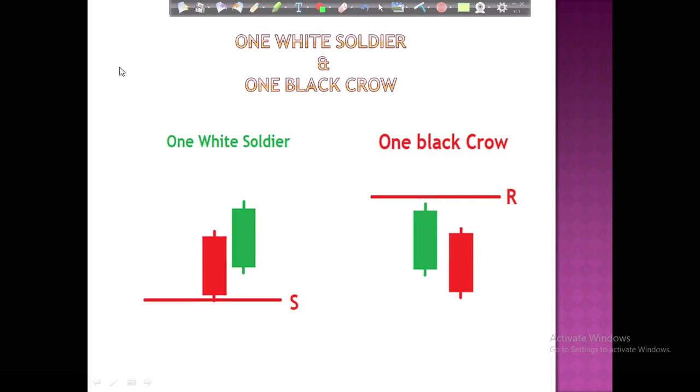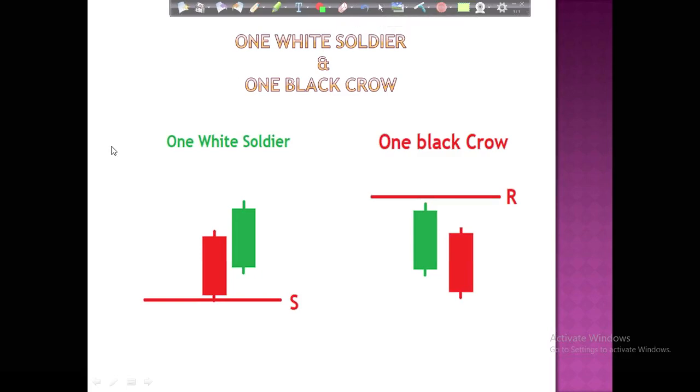So let's complete the five candle patterns. One black crow. Okay, is it clear? One black crow. If you have a doubt, you can ask me.